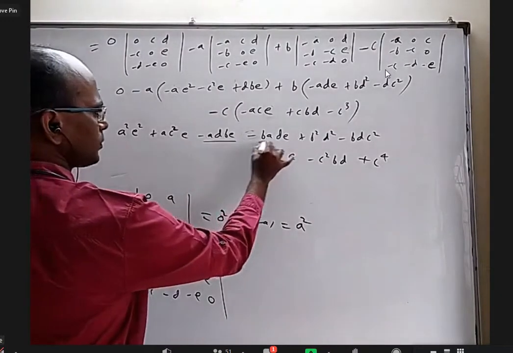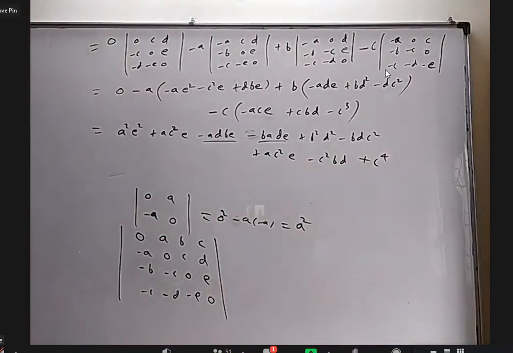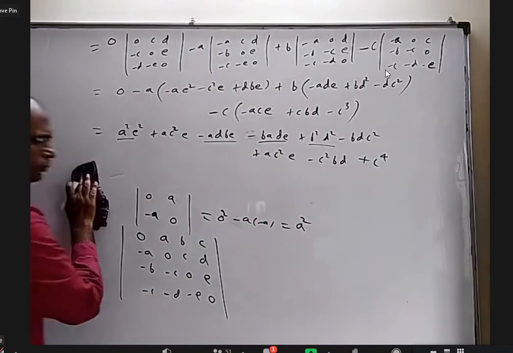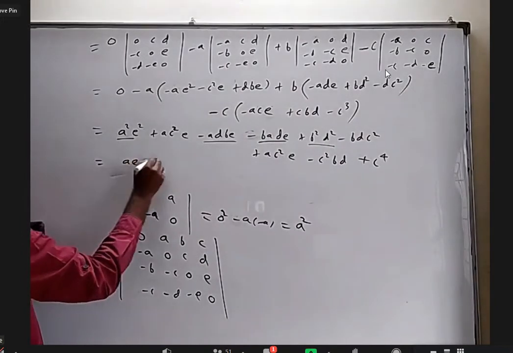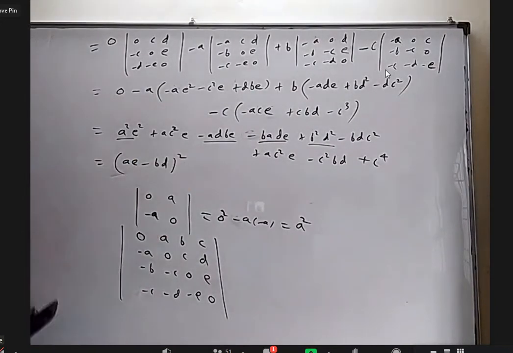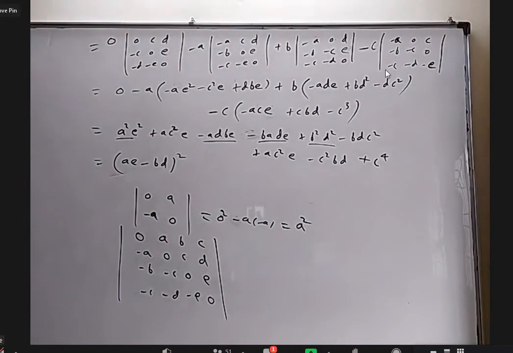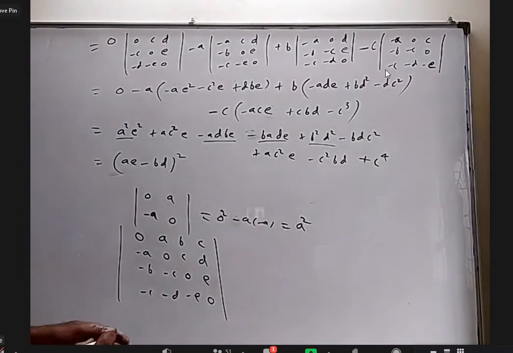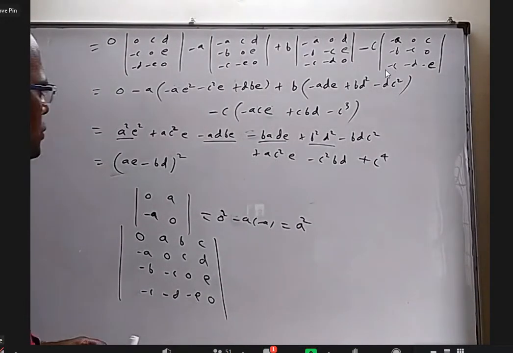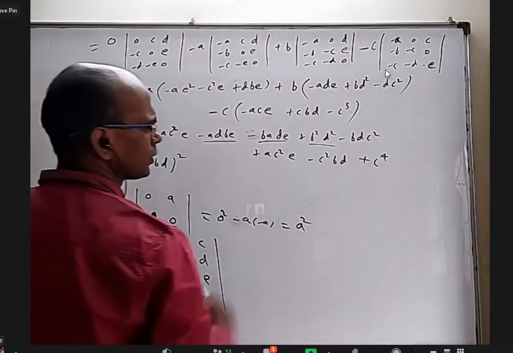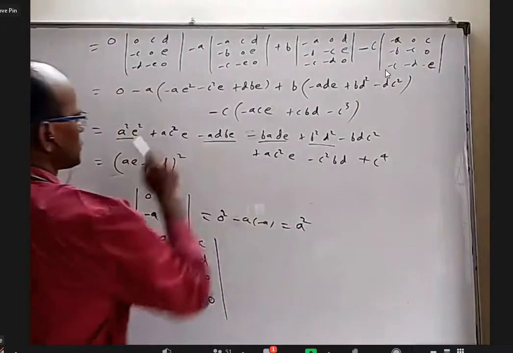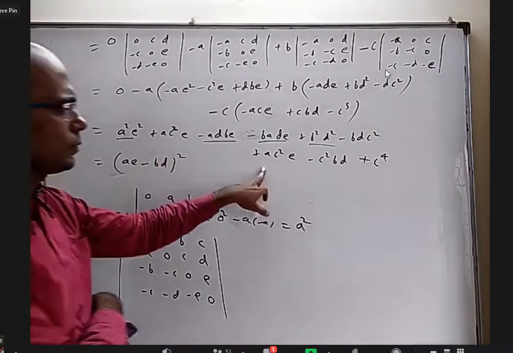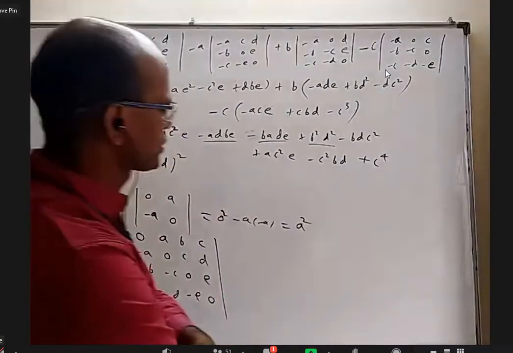Now these two are same, and this together is a perfect square. I can write AE minus BD whole square. What are the others? These two are same, these are same, these are same. In that, I can get C square common. I'll get 2AE minus 2BD plus this square.